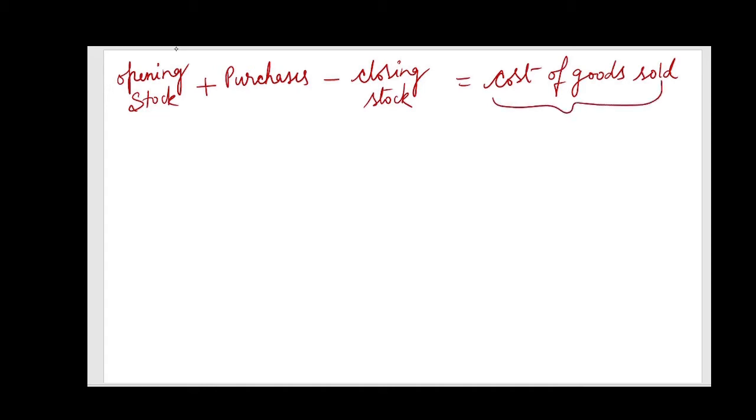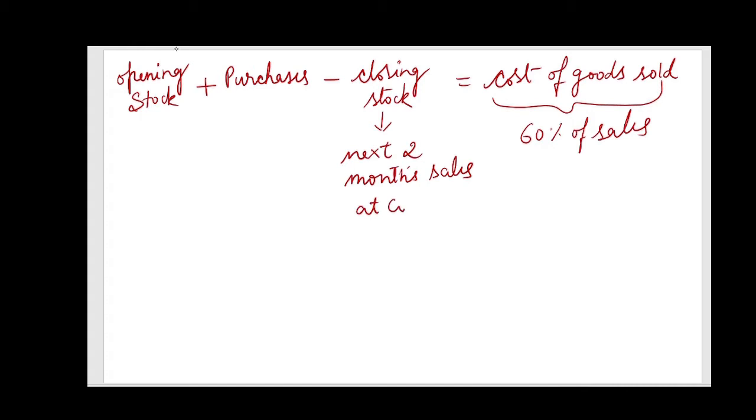So cost of goods sold is 60% of sales. And closing stock is nothing but the next 2 months' budgeted sales. You have to keep whatever the requirements are pertaining to the next 2 months' sales. Remember, stock is always calculated at cost price. So in this case, what is the cost price? It is 60%.